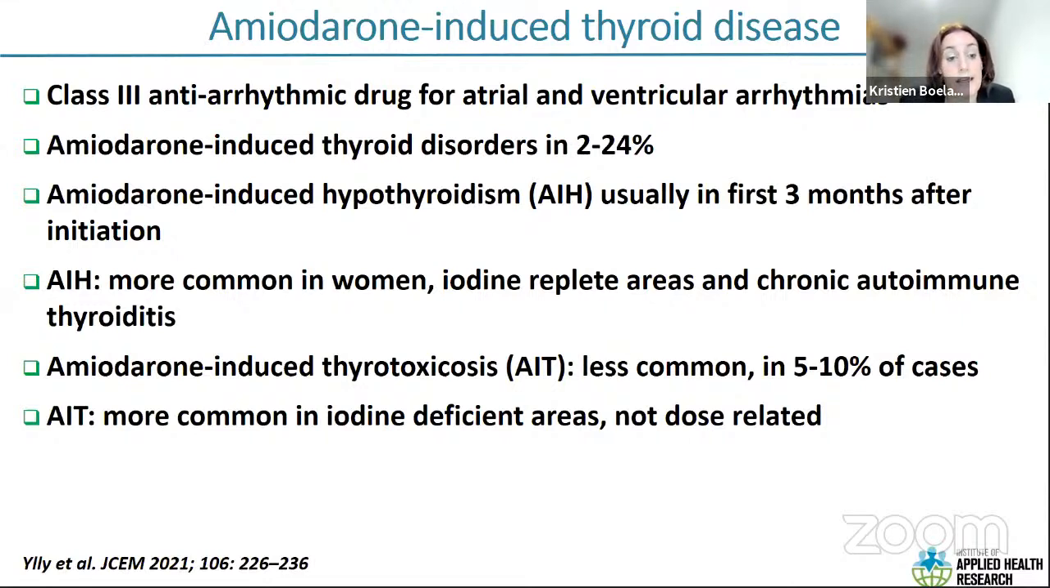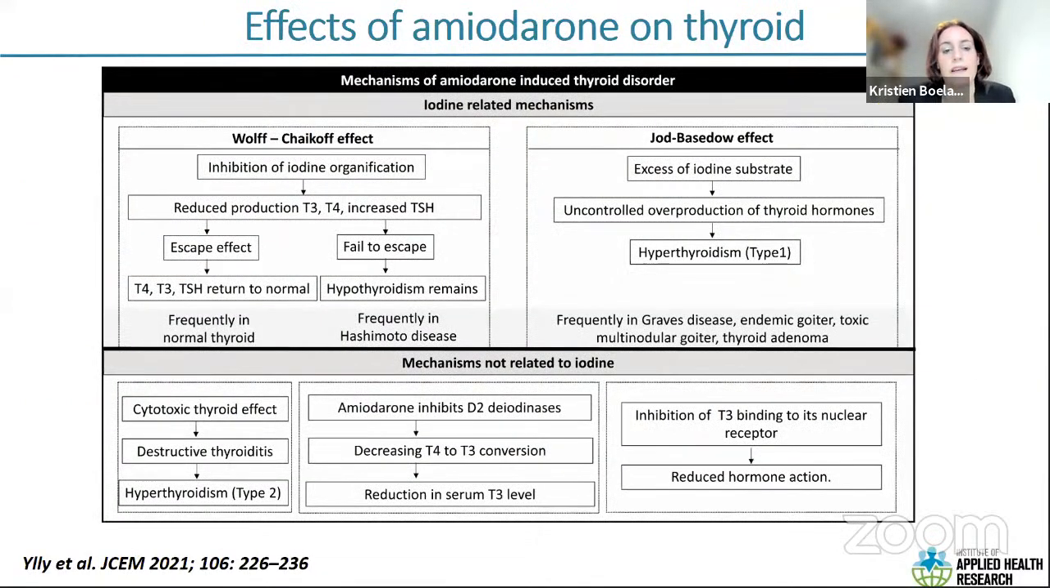What we're talking about here is amiodarone-induced thyrotoxicosis, which is less common than the hypothyroidism and occurs in 5 to 10% of patients who have started on amiodarone. This is more common in iodine-deficient areas, and it is clear that there is no relationship to the dose of amiodarone. This is not a dose-related effect.